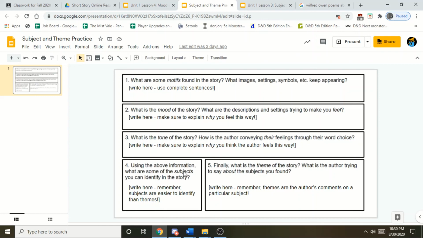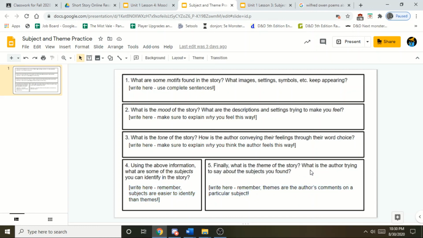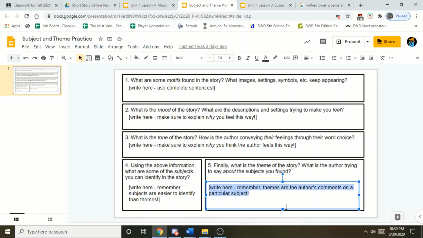So using the above information, what are some of the subjects you can identify in the story? And finally, what is the theme of the story? What is the author trying to say about the subjects that you found? And so I want you to focus on the Columber, and I want you to review that story and tell me what were the subjects and what were the themes. What was it that the author was trying to teach you? Okay, these are the author's comments on that particular subject.